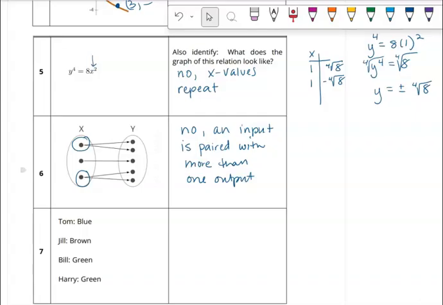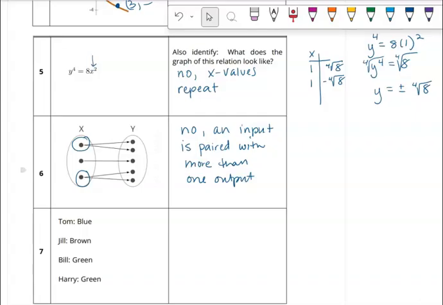Okay, so sometimes this gets some interesting debate, but most people generally see the names as inputs. So like Tom, Jill, Bill, and Harry. Those are my elements in my domain. Those are the inputs. And then blue, brown, green, and green, most people assume these are eye color. So if we're treating it like that situation, and we think of this as a mapping, all we're looking to make sure is that Tom doesn't have more than one eye color associated to him.